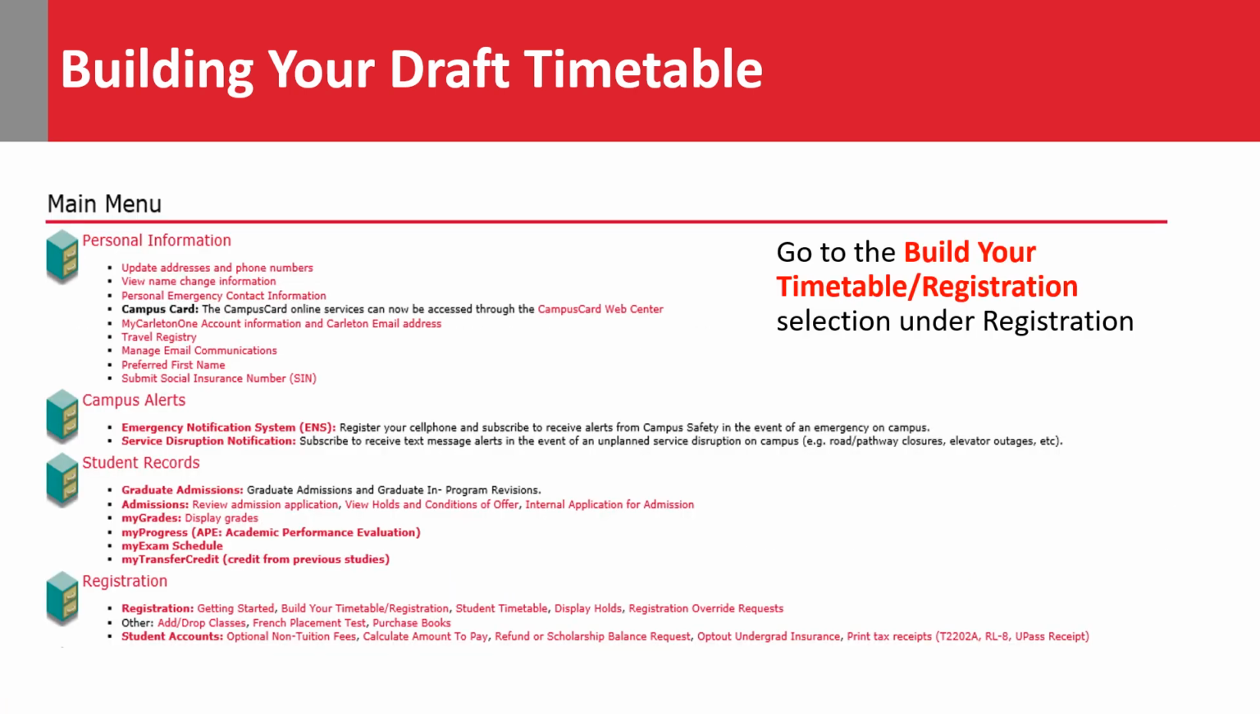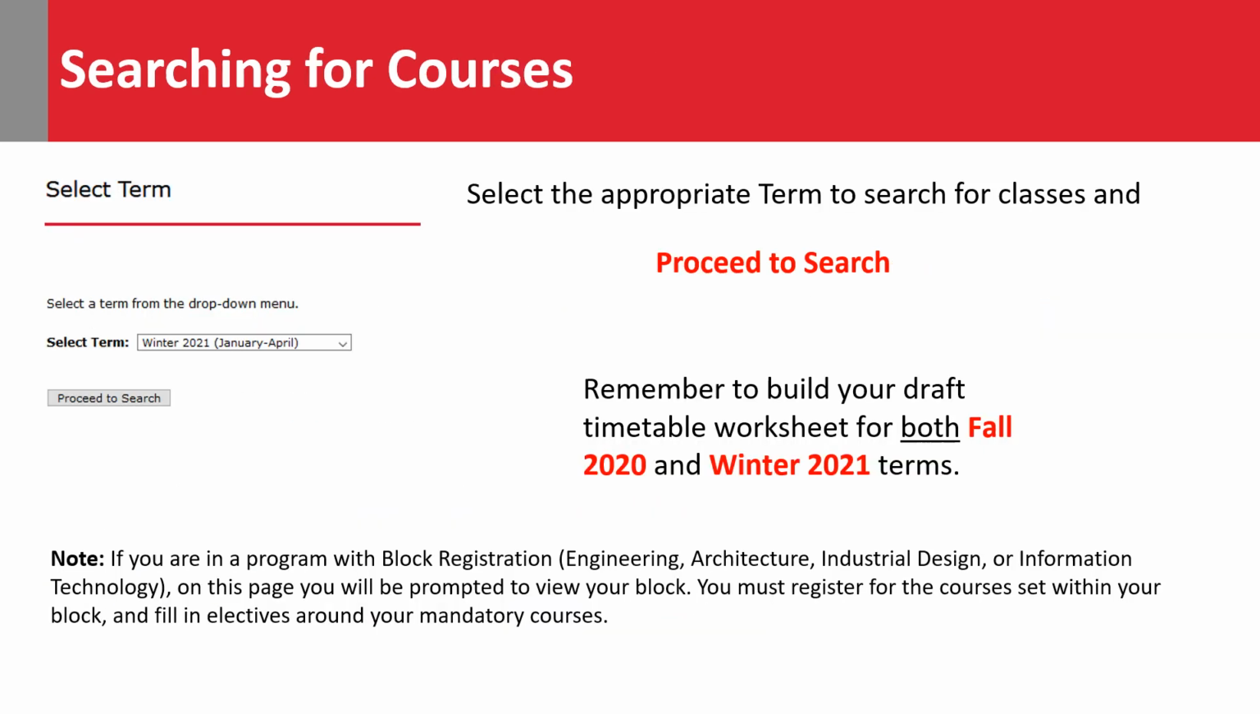To access the Worksheet planning tool, select Build Your Timetable/Registration under the Registration menu. The first step in building your draft timetable is selecting a term. Choose Fall or Winter from the drop-down menu and click Proceed to Search. Remember to build a draft timetable for both the fall and winter term.